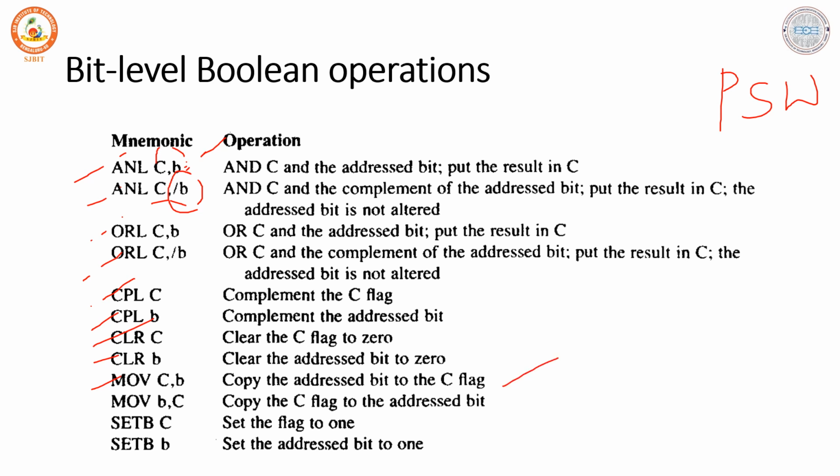And we have MOV C, B, where we are copying the addressed bit to the carry flag, and MOV B, C, where we copy the carry flag to the addressed bit. SETB C sets the carry flag to 1. SETB B sets the addressed bit to 1. So with respect to these bit level operations, we can make use of them as per the requirement.